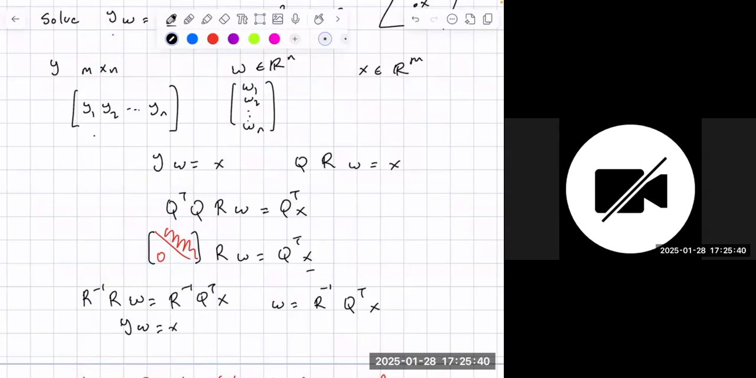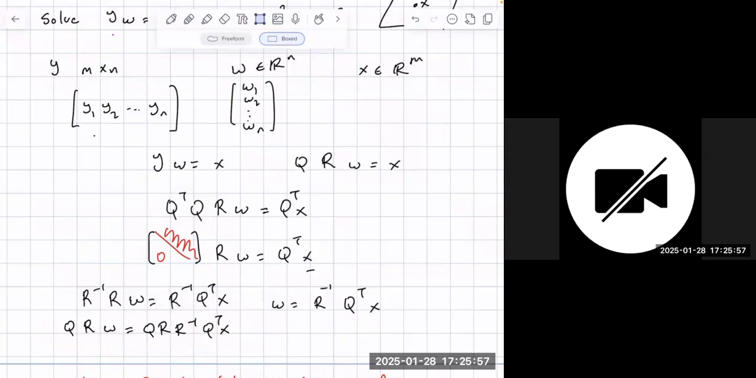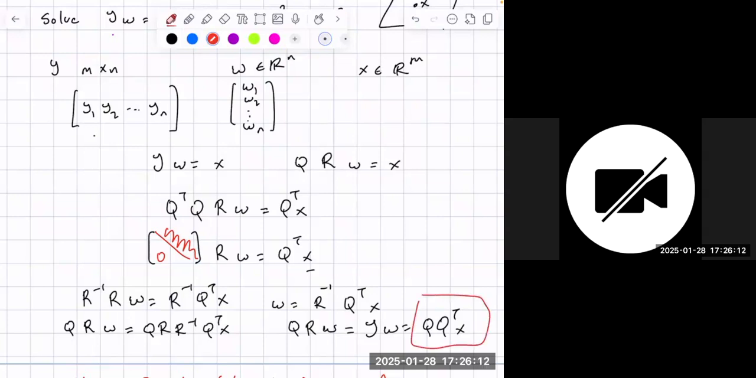Now let me put back QR in terms of Y. It will be QR R inverse Q transpose X. I'm almost done. Thank you for patience. R and R inverse kill each other. You end up getting QR omega, which is Y times omega, same thing as Q transpose X. And that's where I wanted to get. When you know Q and R, turns out all you need to do is Q transpose X. That's your projection, when you need projection. If you're already in the span, that's what you have.